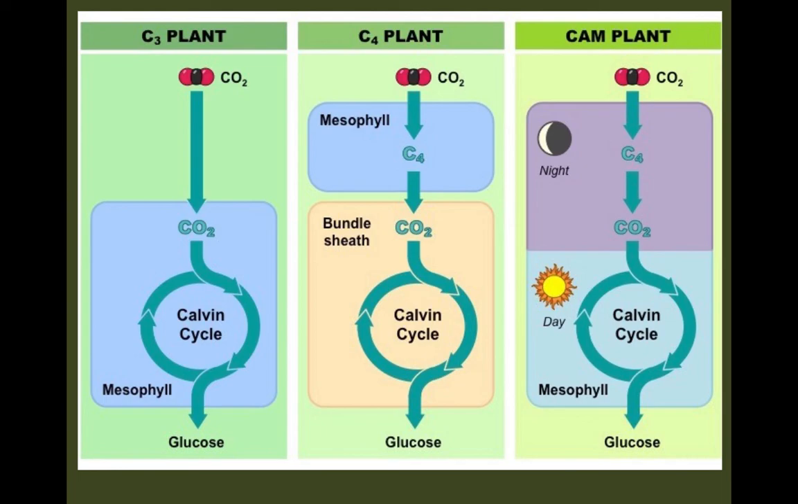Where are ATP and NADPH made? The light-dependent reactions. So even though we call the Calvin cycle light-independent, it is sort of light-dependent because it needs the products of the light-dependent reaction to run. Does that make sense? Cool.